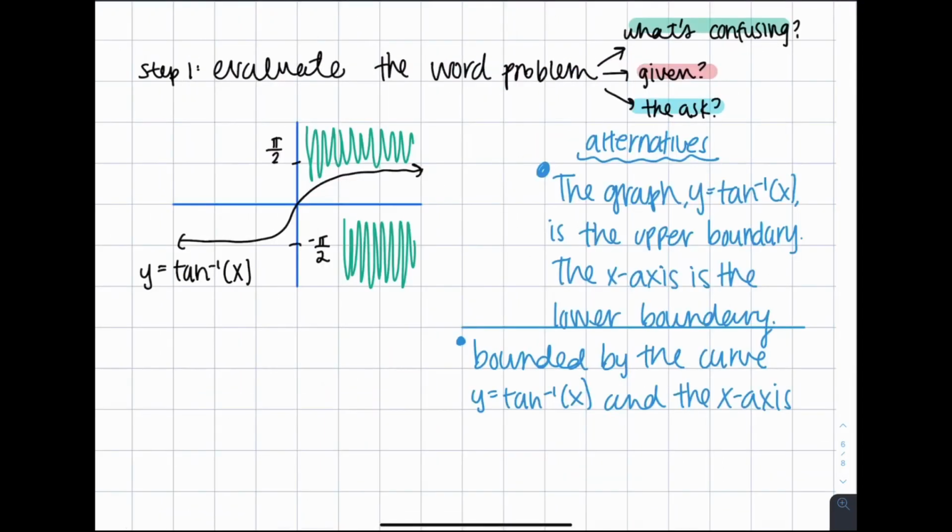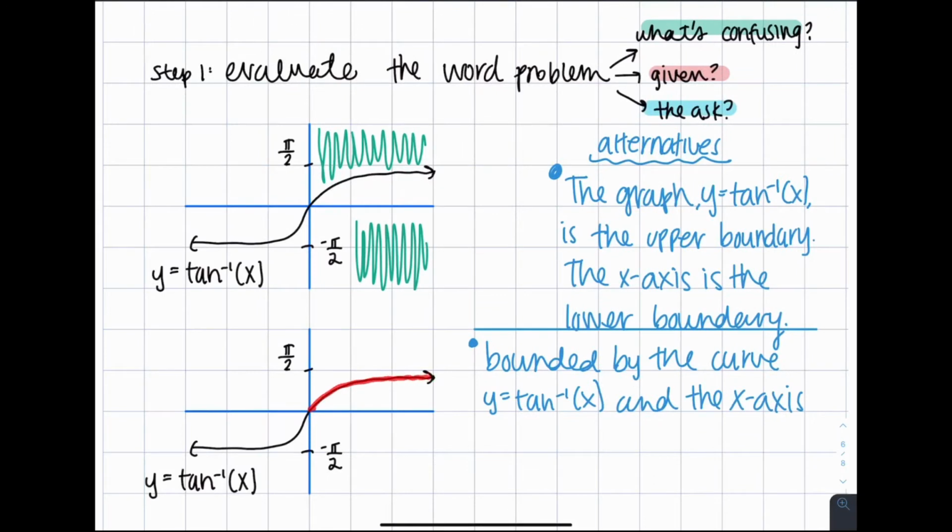So if this is confusing, here are some alternative ways to write and understand what this boundary statement is even saying. It's stating that the graph inverse of tangent x is our upper boundary and that the x-axis is the lower boundary of our region. Or in other terms, this region is bounded by the curves y equals inverse of tangent of x and the x-axis. So let's try graphing that correctly this time.